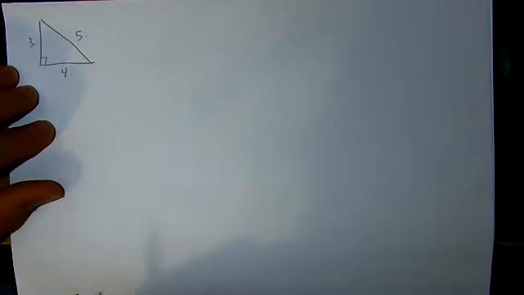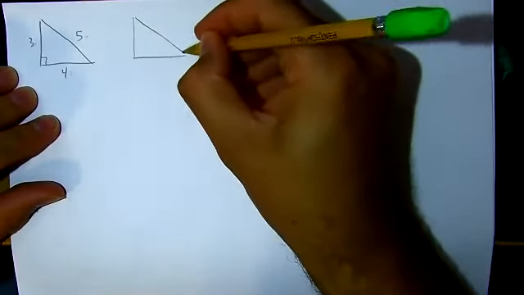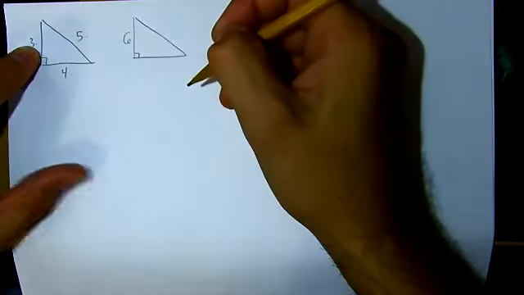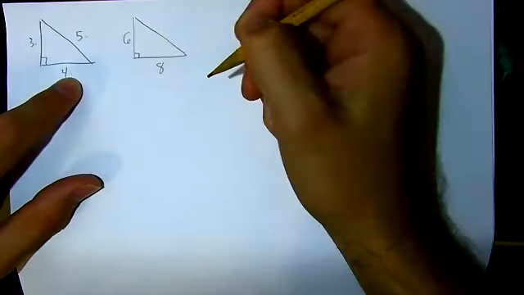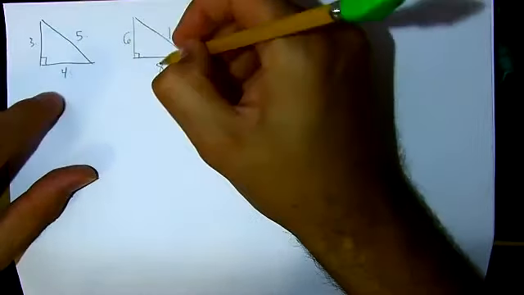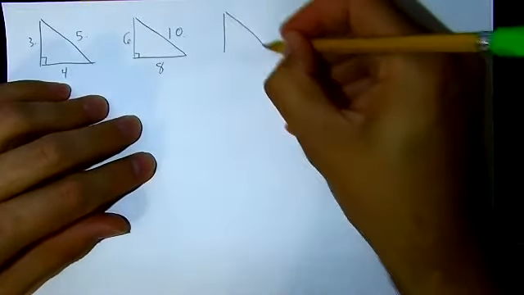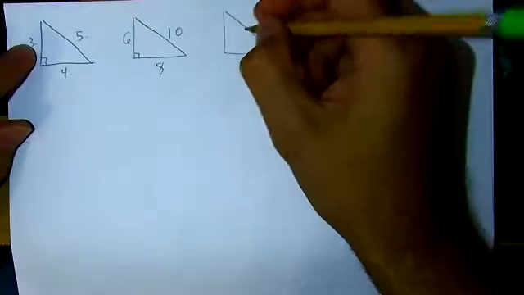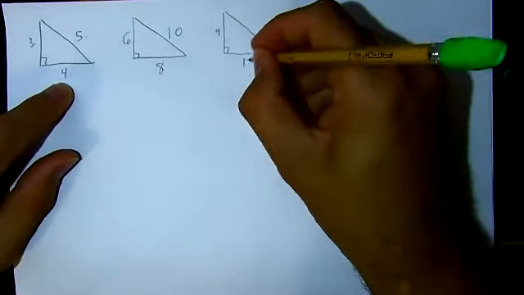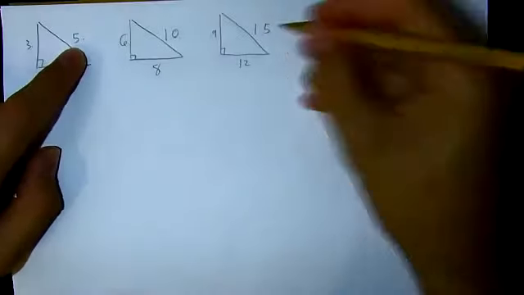Now this also works with multiples of these three numbers. So you can have the exact same triangle, except now you could double the 3 to a 6. You can double the 4 to an 8. And I automatically know that this is going to be 10 because that's doubled and that's doubled. I will just double my 5 and get a 10. You can keep going as far as you want. So if you had 3 times 3, which would be 9, 3 times 4 would be 12, I automatically know that this is going to be 15 because 3 times 5 is 15.